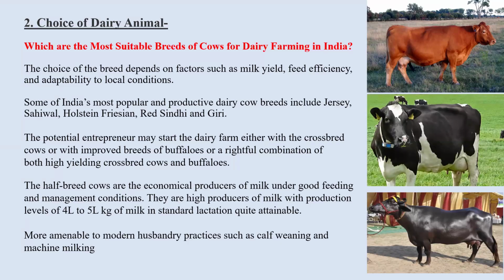Some of India's most popular and productive dairy cow breeds include Jersey, Sahiwal, HF, Red Sindhi and Gir. These are the major breeds of cows which produce higher milk yield. The major criterion for selecting the breeds is that they should produce a higher milk rate. Each cow should have the ability to produce 4 to 5 liters of milk, and they should adapt to several climatic conditions. The animal should also be adapted to modern husbandry practices such as calf weaning and machine milking.